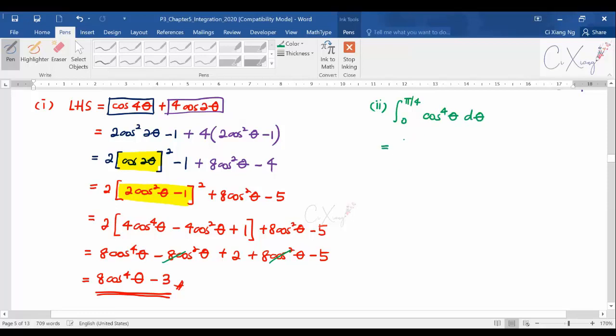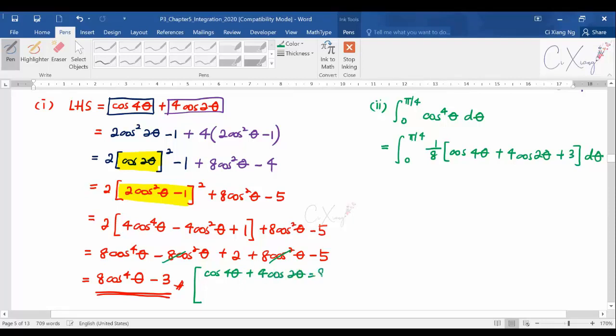Okay, so to get the cos power 4 theta, I will rewrite it as 1 over 8, then cos 4 theta plus 4 cos 2 theta, then plus 3. Do you know how I get this equation? From the answer here. Okay, because from the first part, if you rewrite it, you will have cos 4 theta plus 4 cos 2 theta equals to this. So you just rephrase it and make the cos power 4 as the main object. So cos power 4 theta equals 1 over 8, then cos 4 theta plus 4 cos 2 theta plus 3. Okay, so the result comes from part 1.